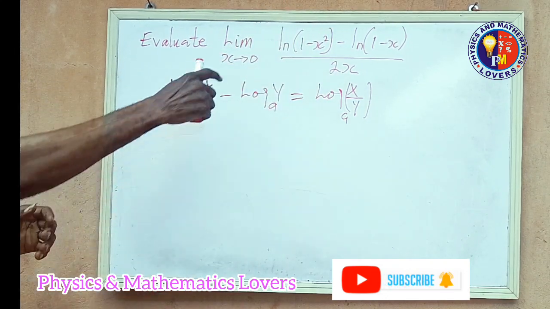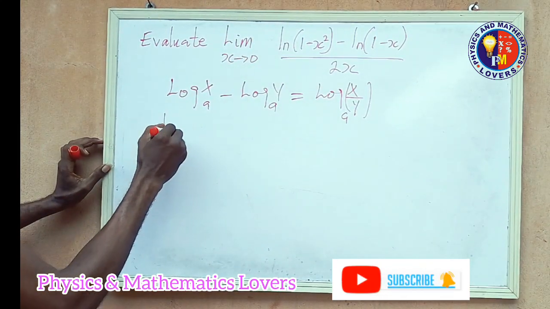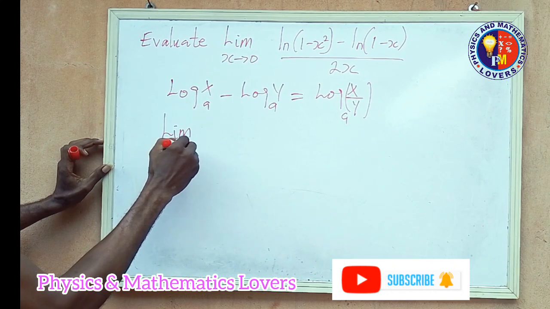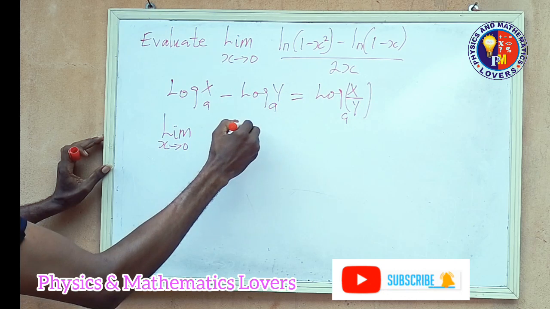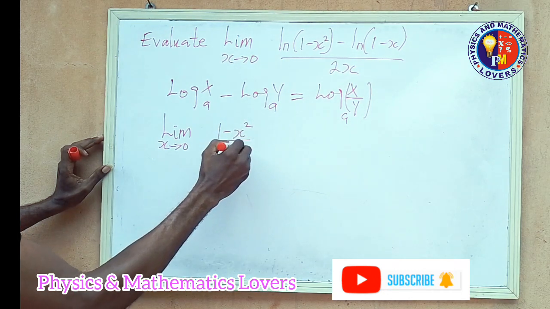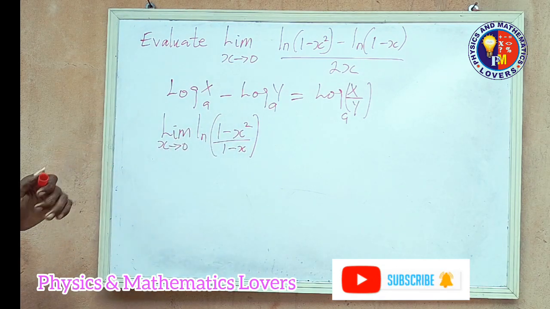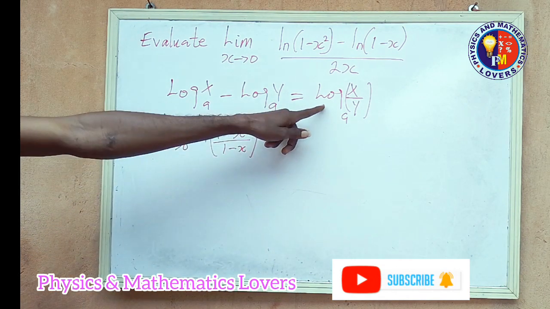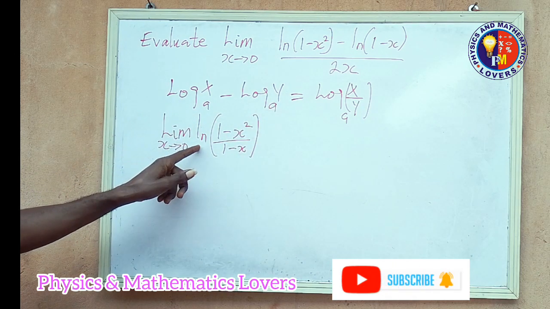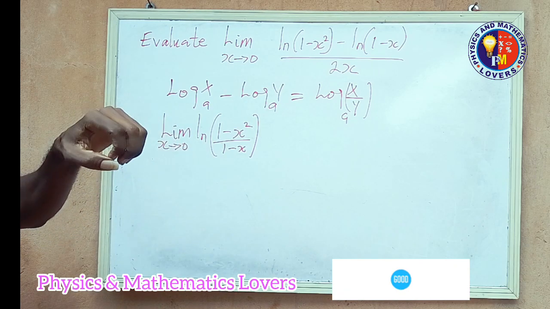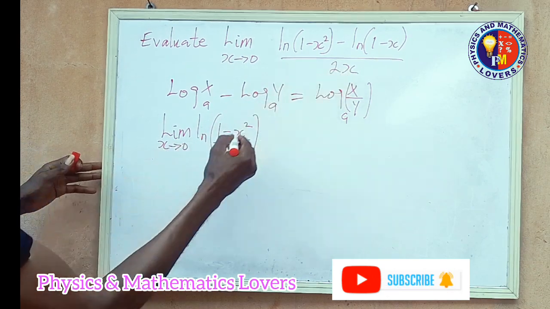So in this numerator, I am going to have the limit as x tends to 0 of ln of (1 minus x squared) all over (1 minus x). This ln is a natural logarithm, the one that has base e, while the other is a common logarithm, which can take any base. So then all over your 2x here.